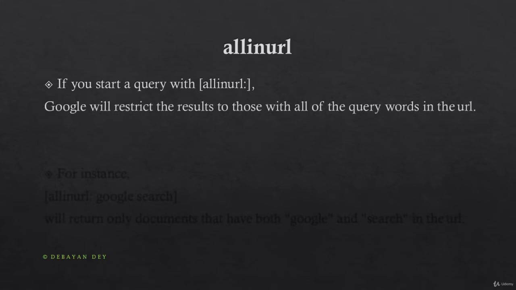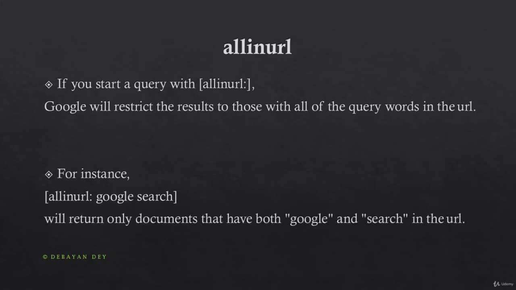For instance, say for example, we have Google search. It will return only documents that have both Google and search in the URL. So let's understand it practically so that we get an important understanding of what allinurl is and the difference between it and inurl.